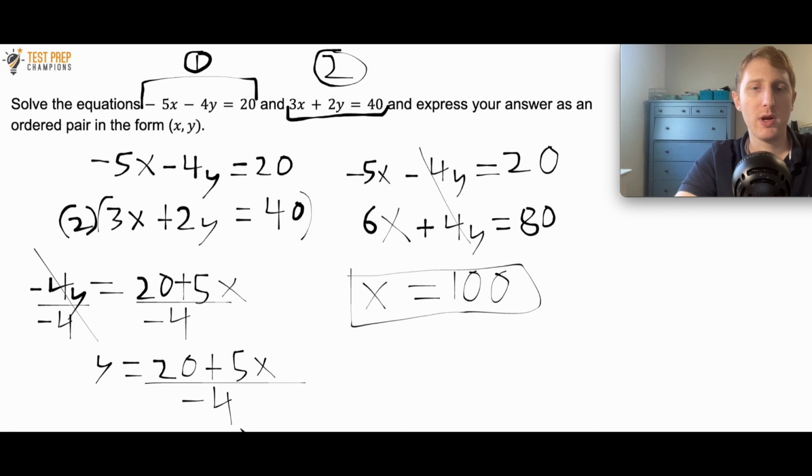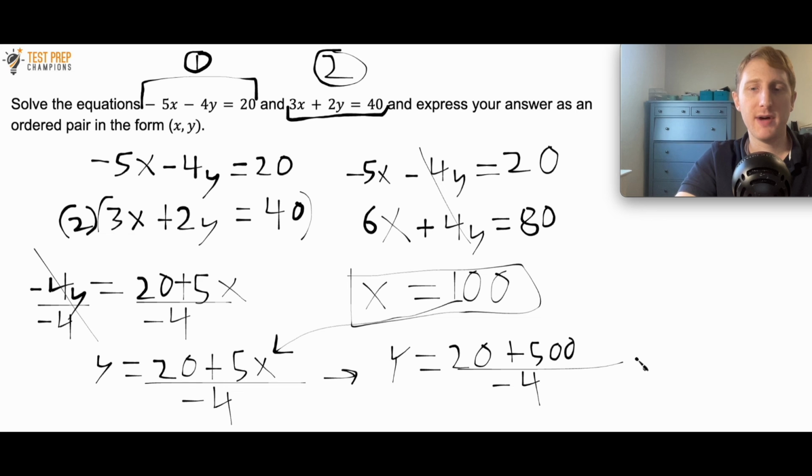Okay, so now I'm going to take 100 and plug it in here for x. So what is 5 times 100? 5 times 100 is 500. So I can rewrite this as y equals (20 plus 500) divided by negative 4. So if in my calculator I do 20 plus 500 and divide by negative 4, I'm going to get negative 130. So we would figure out that y equals negative 130.